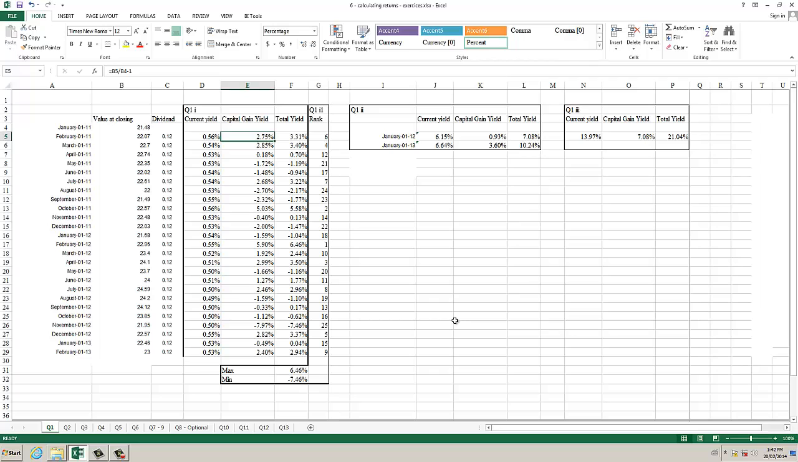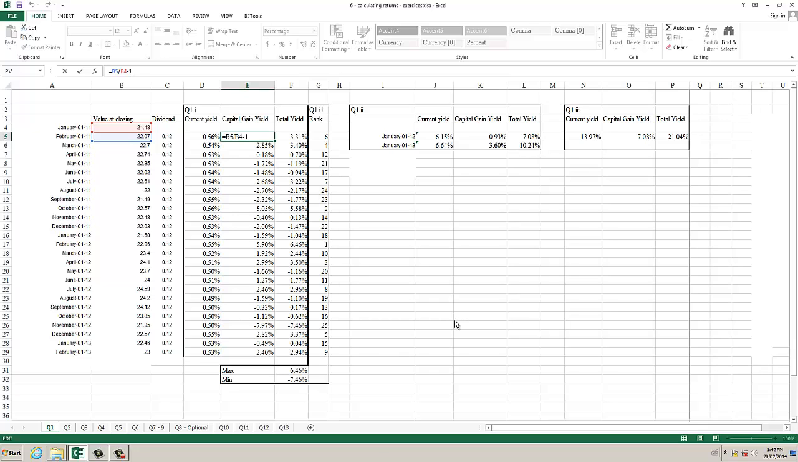Here we're going to look at the capital gain. I'm doing it this way, B5 divided by B4. In other words, $22.07 divided by 21.48 minus 1. I know some of you think this minus 1 is confusing. You could do 2207 minus 2148, and then divide the result of that increase by 2148. You will get exactly the same result.